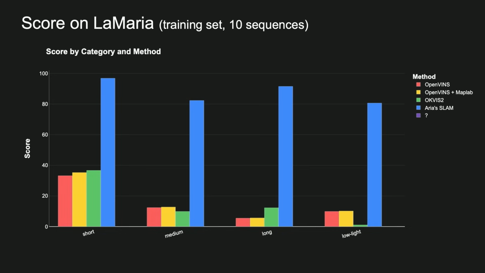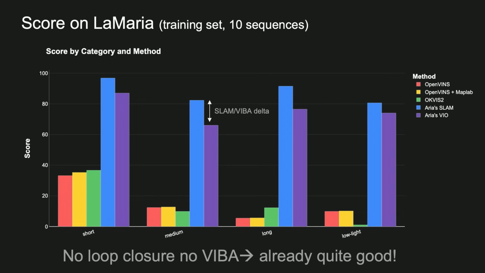This plot is just a graphical representation of the table in the LaMAria dataset that compares methods that use at least two cameras and one IMU. Here it's OpenVINS, OKVIS, and Aria SLAM, and the bar chart is the score obtained from the scoring system of the dataset. Now I want to add another data point to this plot: the score of the visual inertial odometry system before loop closure and before visual inertial bundle adjustment. We see that this new data point, Aria VIO, is worse than the full SLAM system. However, it's not that much worse, especially considering the score of the open source alternatives.